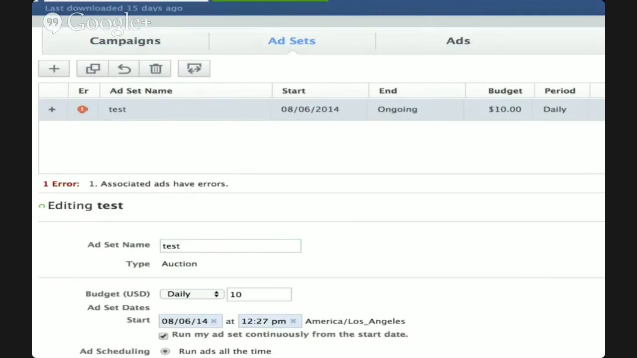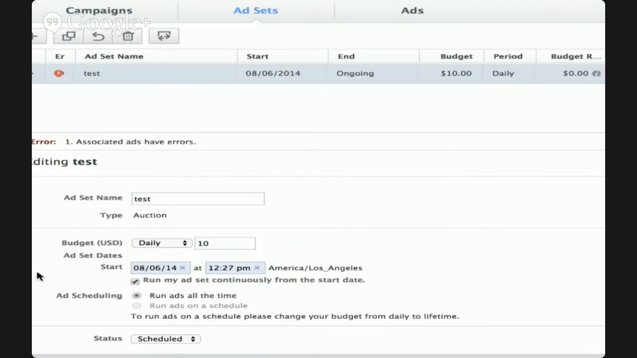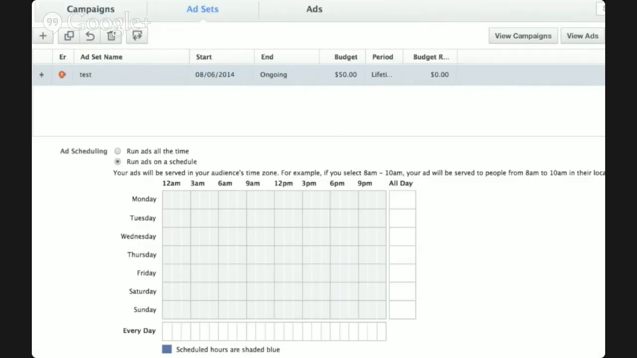So we click on ad sets, and this is what you normally see in Power Editor. The name, the daily budget, when you want it to start, and its schedule. Well, here's where they added the feature in. And your option is to run the ads all the time or to run them on a schedule. Well, the only way you can run them on a schedule is if you change the budget from daily to lifetime. So once you click on lifetime, it opens up the ad scheduling function. And this is what it looks like, and this is how you use it.